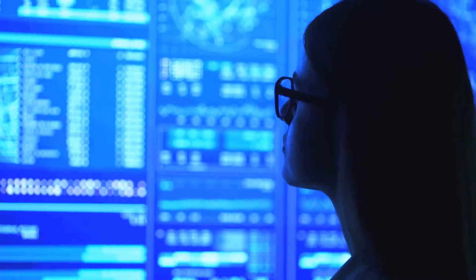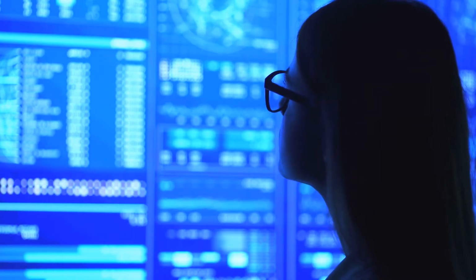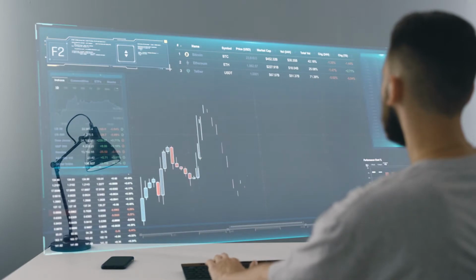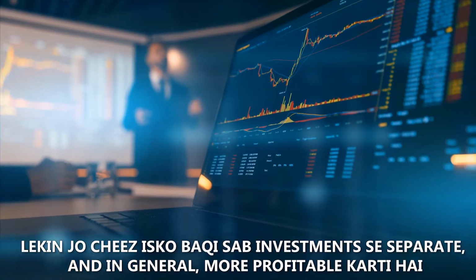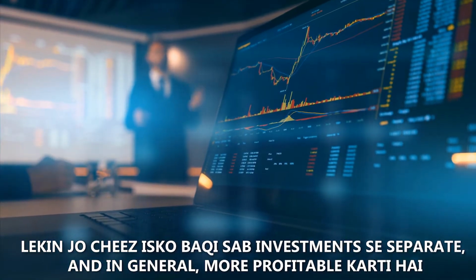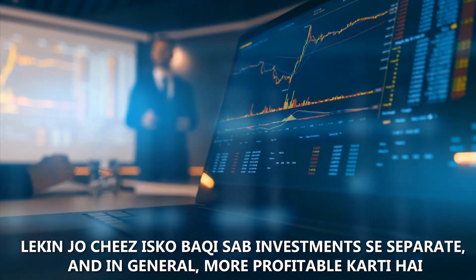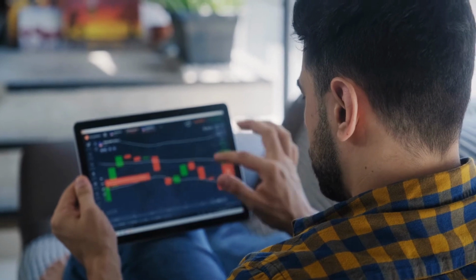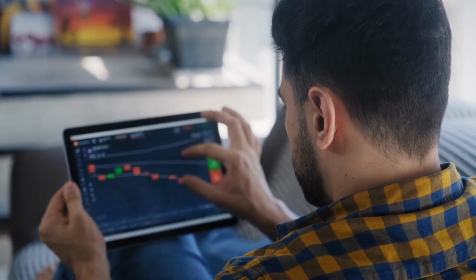Now, at the most basic level, momentum investing में कुछ नया नहीं है. In fact, at that level, it is basically the same as all other kinds of investing in that the investor invests in stocks that they think will increase in value so they can later sell them at a profit. लेकिन जो चीज़ इसको बाकी सब investments से separate and in general more profitable करती है, that is the way the investor judges and selects those stocks, along with the time of the investment and selling.